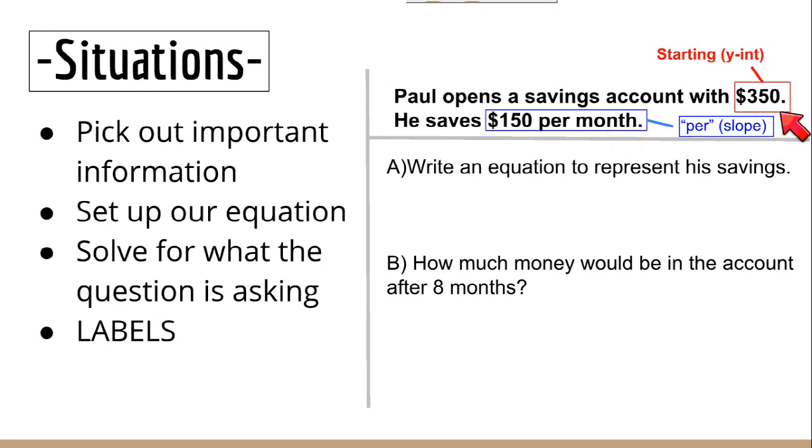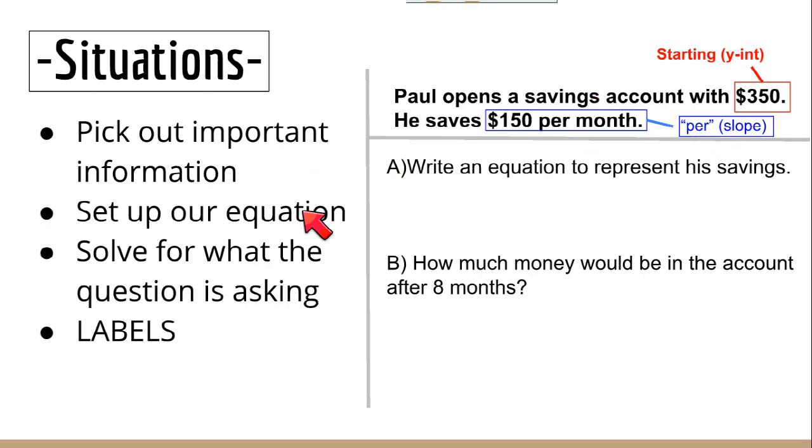Since 350 is his starting point, that helps us know that this is going to represent our y-intercept in our equation. Since he saves 150 per month, per helps us know that that's going to be the slope because it's every month. Shows us that it's multiplying something times x.